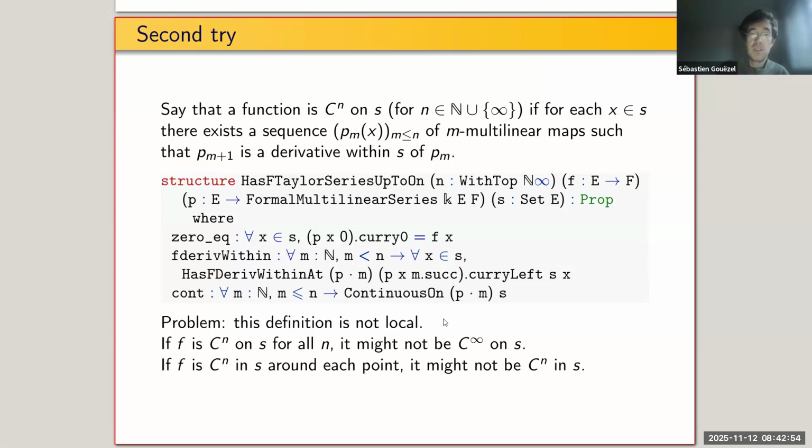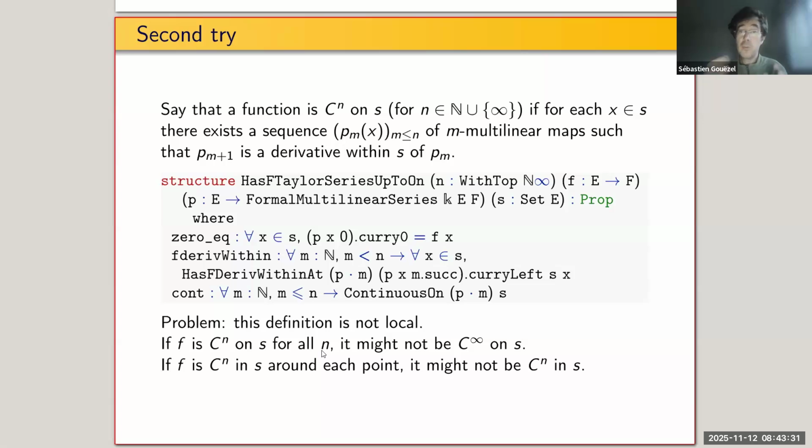The reason is that maybe your function is C3, so you have a sequence P0, P1, P2, P3, which satisfy your axioms. And your function is also C4, so you have another sequence Q0, Q1, Q2, Q3, Q4, which satisfy the axioms. But maybe they're not the same, because there is non-uniqueness. And so if your function is Cn for all n, but the derivatives given by the definition do not coincide, you cannot glue them together to form a sequence of derivatives that works for all n.